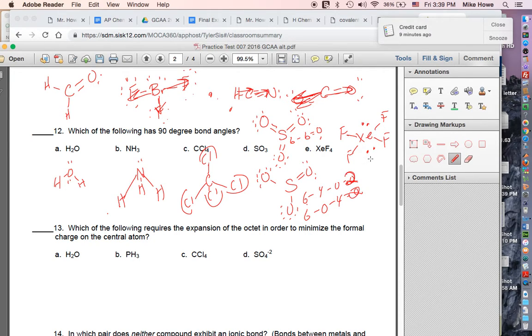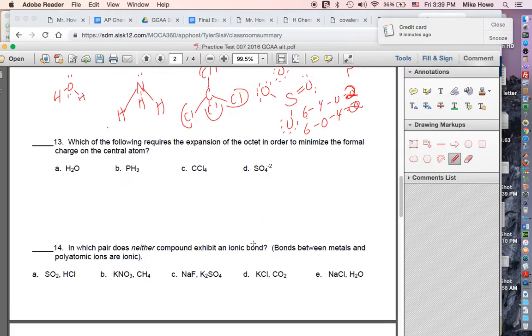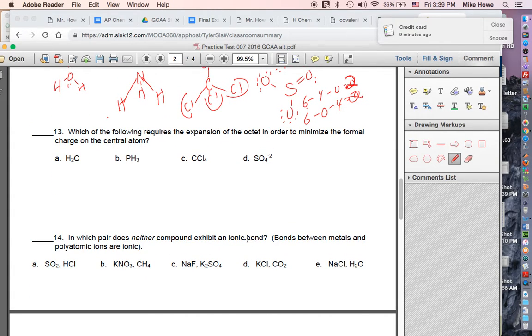Okay, number 13, which one requires the expansion of the octet in order to minimize the formal charge on the central atom? Draw the dot diagram. So you got HOH, looks like that. PH3 looks like this. CCl4 looks like this. And SO4 looks like this.